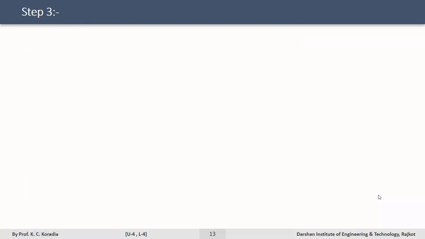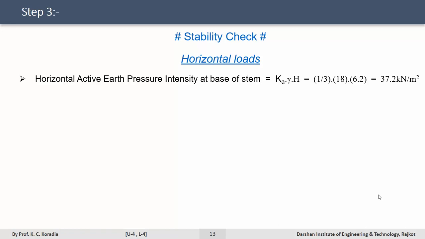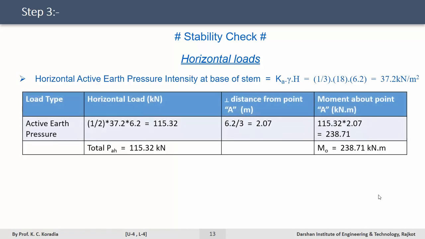Our third step is to calculate the stability of our retaining wall. That is a stability check. First, we will calculate the horizontal force or horizontal load acting on retaining wall. The horizontal active earth pressure intensity at the base of stem is equal to Ka gamma h. This will be the base of our triangle. This comes out to be 37.2 kilonewton. The horizontal forces are tabulated as given below.